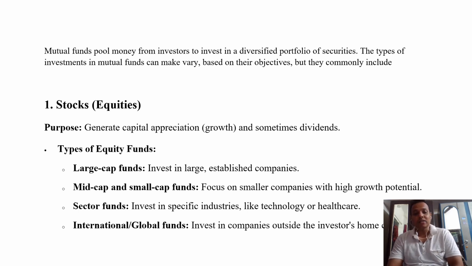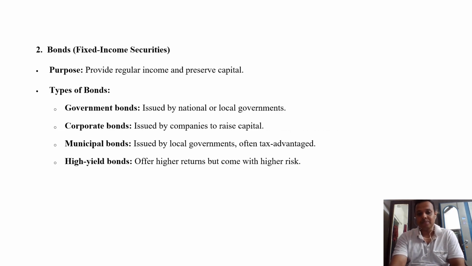Then you have international and global funds. They invest in companies outside the investor's home country, especially in foreign countries. There are many companies eagerly waiting to invest rather than in the domestic company or domestic country. That's why you have FDI, foreign direct investment: foreigners invest here, and we invest outside. This is the open market where you can buy stocks, with rupees converted into dollars or in some other way. So international and global funds invest outside rather than in the domestic market.